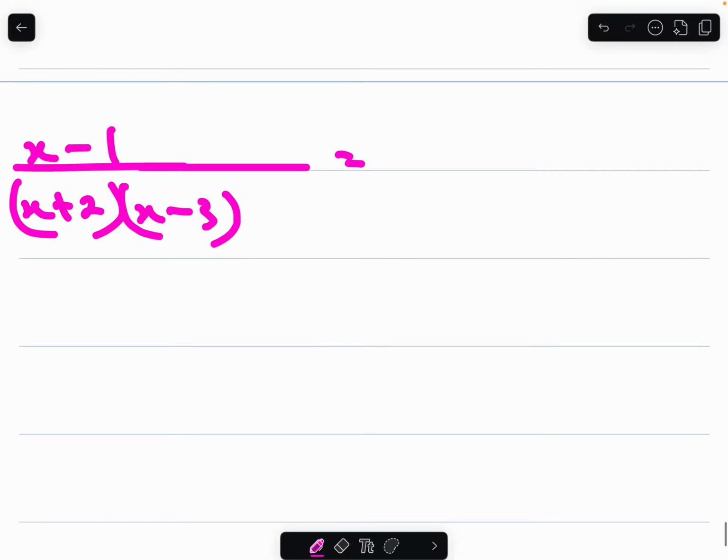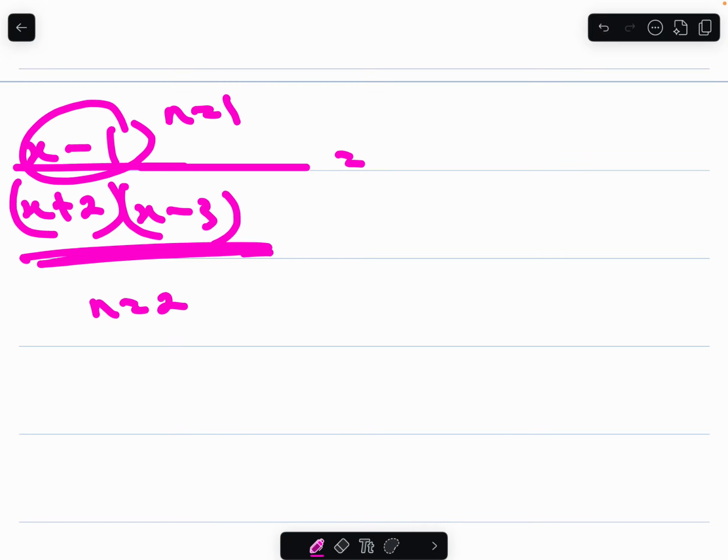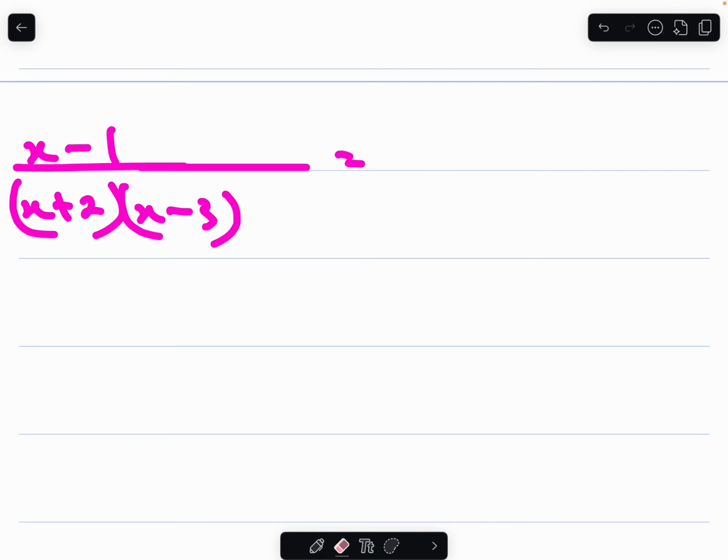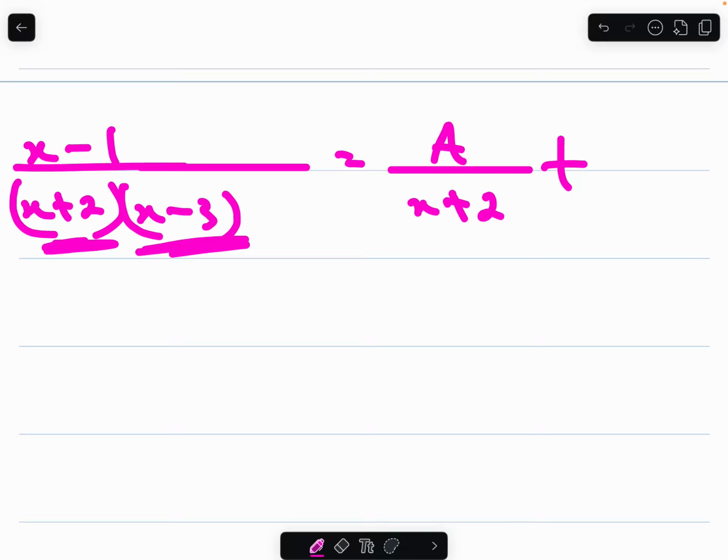Now here, when we expand this, we'll see that the denominator is a polynomial of degree 2 and the numerator is a polynomial of degree 1. That simply means the fraction is a proper fraction. So this factor is a linear factor, so the numerator of its partial fraction will be a constant. Let me call that a. This factor is also a linear factor, and that means the numerator of its partial fraction will also be a constant. Let's call that b.